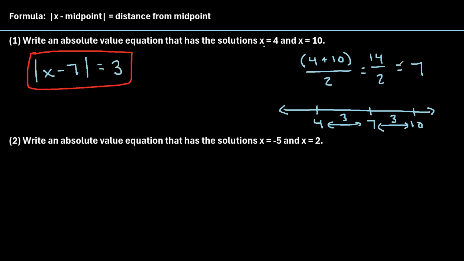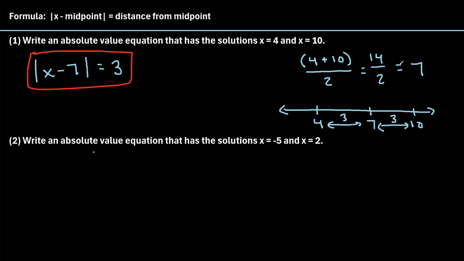And what you'll find is that if you plug in either of the solutions, so if you plug in a 4 or you plug in a 10, you'll find that you get a true statement. So if we plug in a 4 here, we get 4 minus 7, which is negative 3. The absolute value of negative 3 is indeed positive 3. Or if you plug in a 10 for x, you get 10 minus 7, which is 3, and the absolute value of 3 is also 3. So that's just a way to double check that you got the right equation.